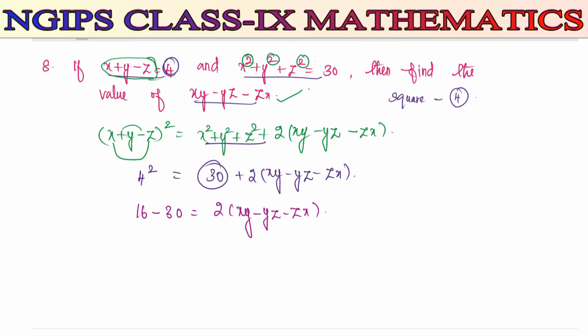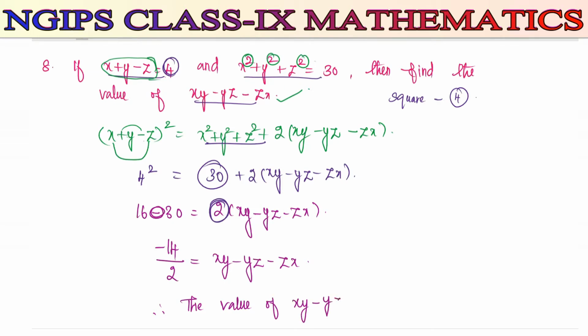30 minus 16 you will get 14. So we need to put here the bigger number's sign, so minus 14. When you shift this 2 to the opposite side, multiplication on the opposite side will become division. So you can write minus 14 divided by 2 is equal to xy minus yz minus zx. Therefore the value of xy minus yz minus zx is, if you simplify this, 2 sevens are 14, you will get minus 7 as the answer. So this is the final answer.